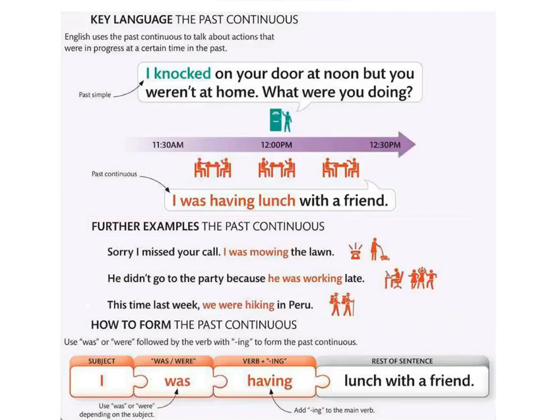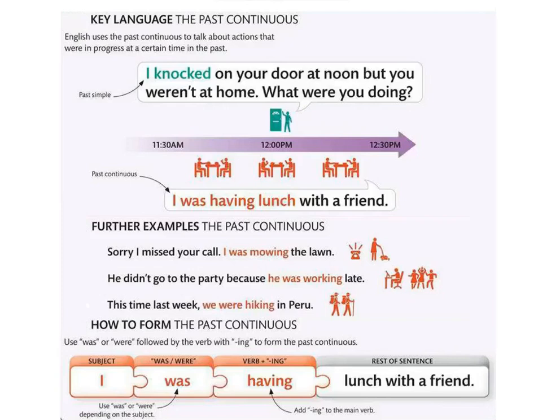How to form the past continuous now? Okay, the verb is made of two words. Was having here. So we use was or were, depending on the subject. We use was or were, which are the verb to be in the past, followed by the verb with ing to form the past continuous. I was having.